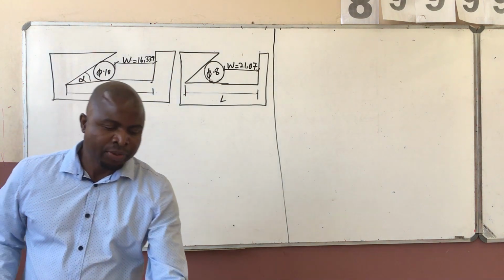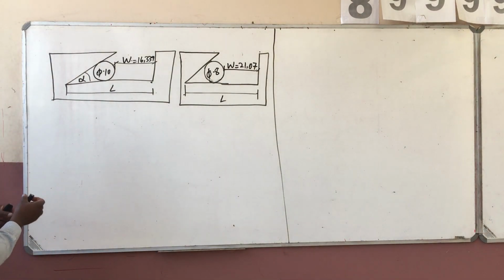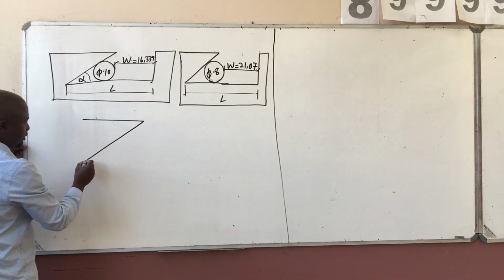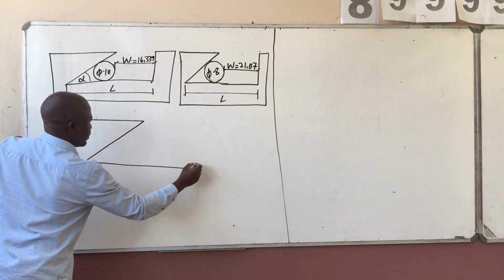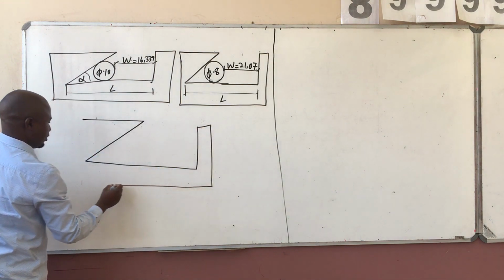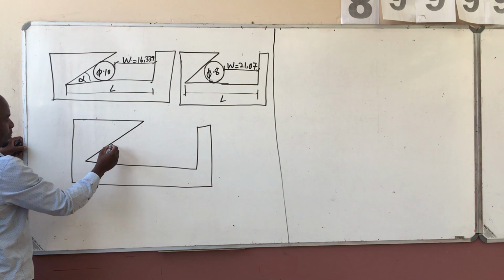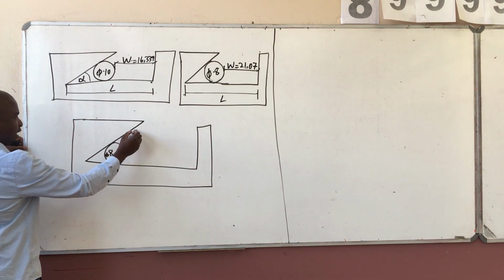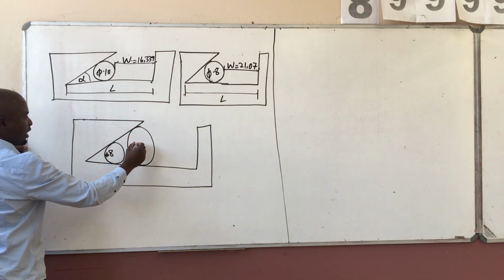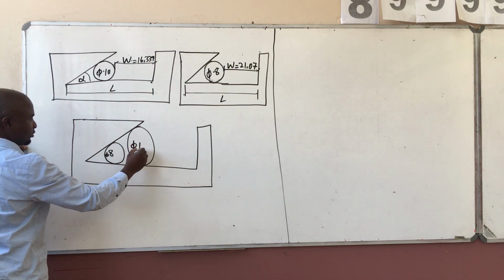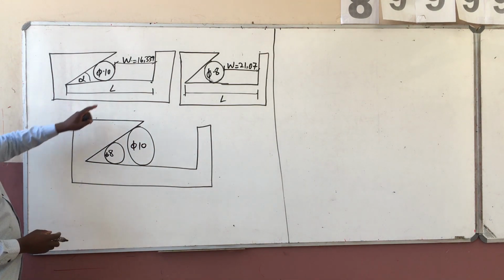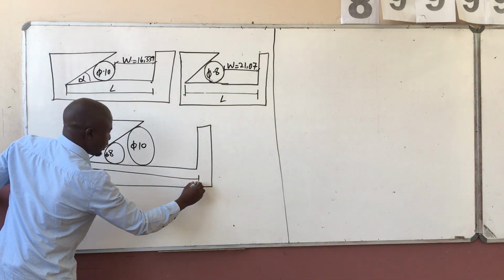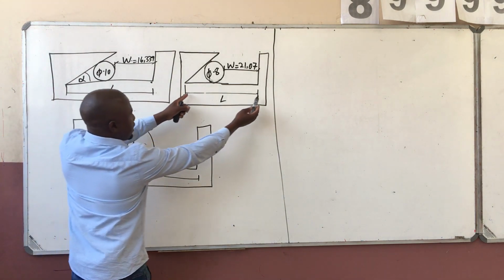So what I will do now, I will draw these two in one. This one is the roller with the diameter 8. This is another roller with diameter 10. So I have just joined the two. So the distance from here to there, that is the length. Is this length and that length there.